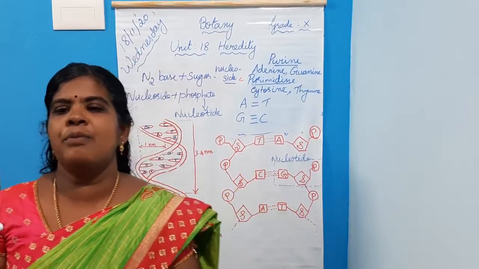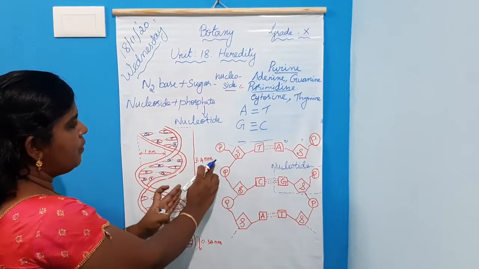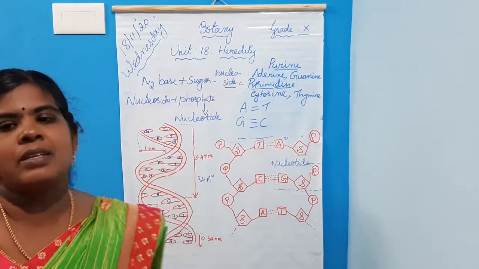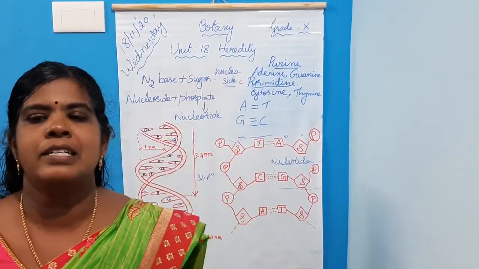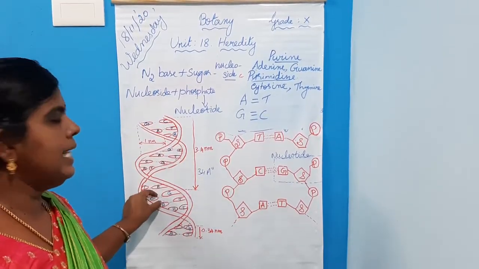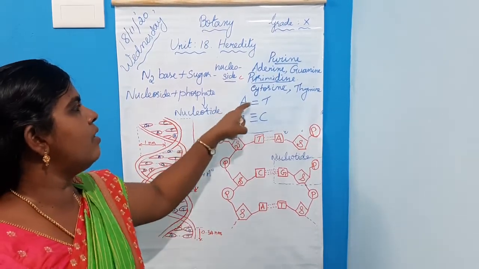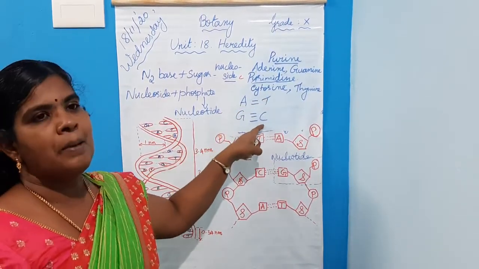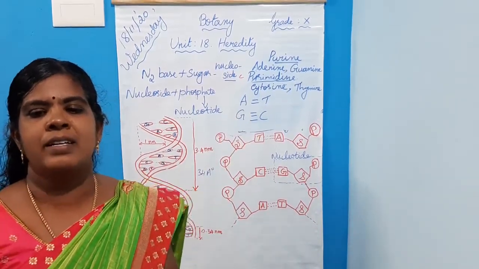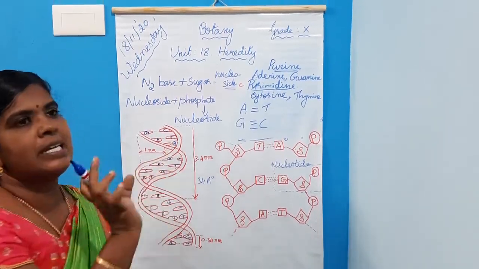Each turn of the double helix is 34 angstrom, or 3.4 nm. There are 10 base pairs in each turn. Base pairs means adenine always pairs with thymine, and guanine pairs with cytosine. So in a complete turn, how many base pairs will be there?